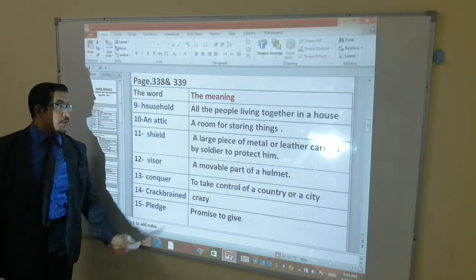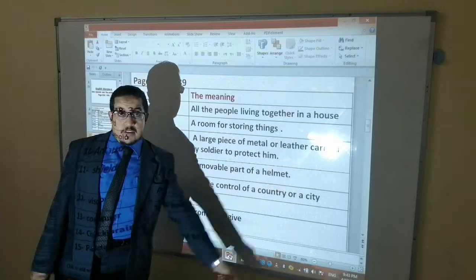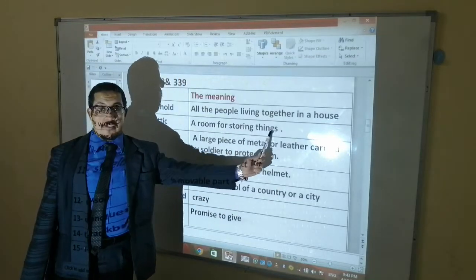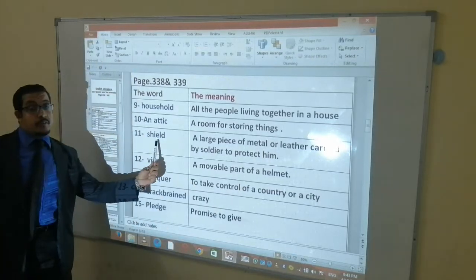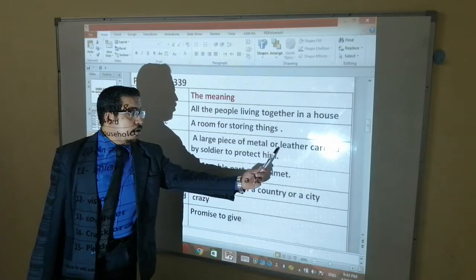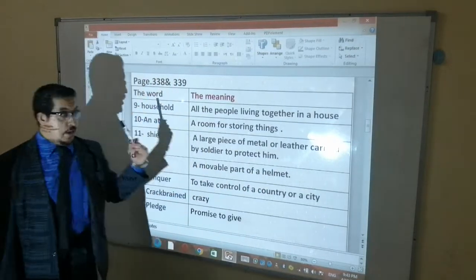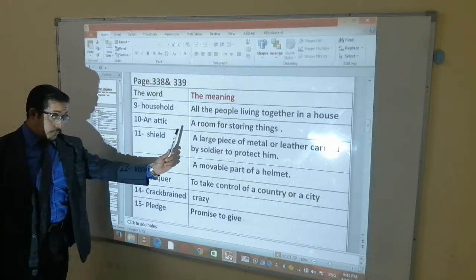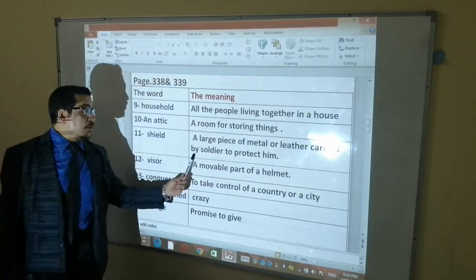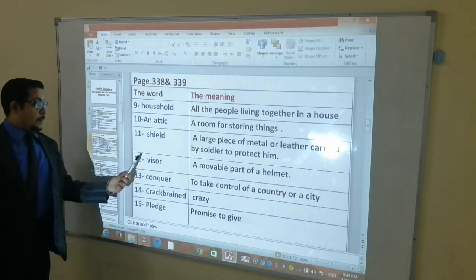An attic, a room for storing things. Shield, a large piece of metal or leather carried by soldiers to protect him. This is in the past, okay?